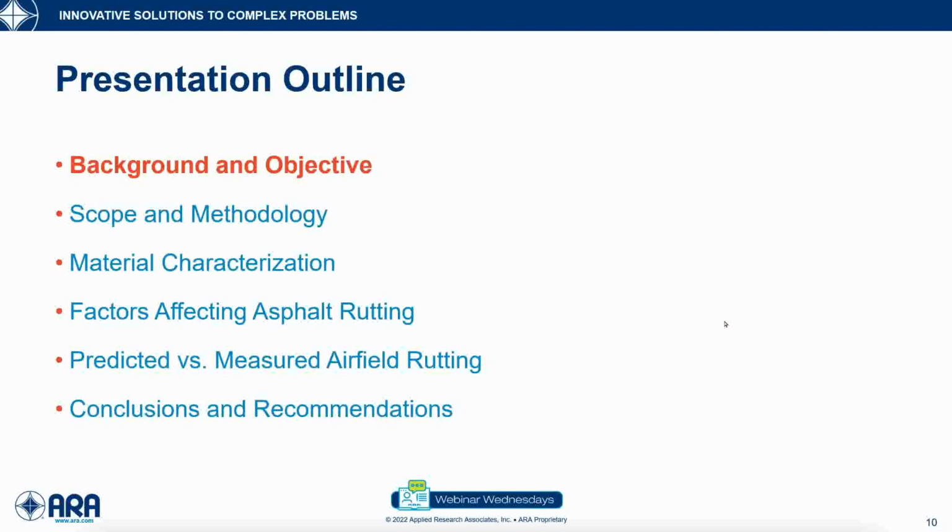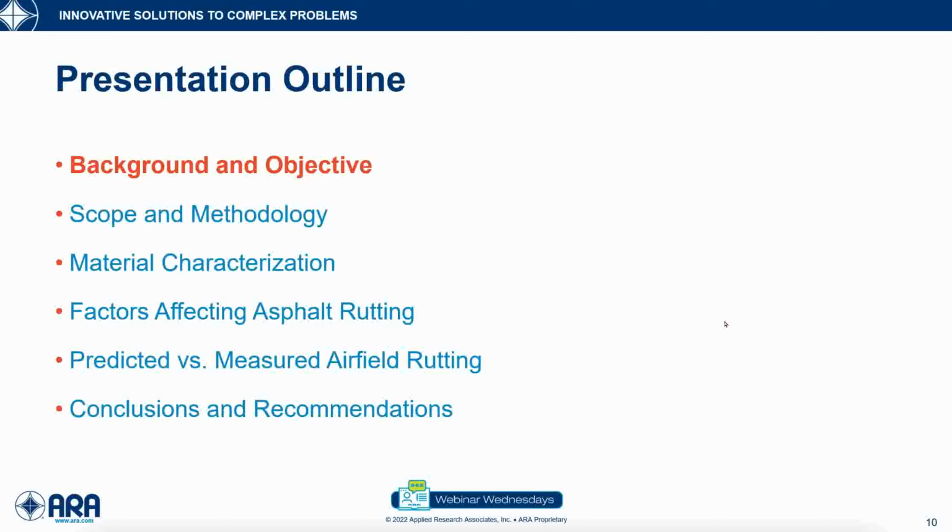So I'm going to start with the background and the motivation behind this study and the objective that I am pursuing. And beginning and talking about the scope of the study and the methodology that I adopted in achieving my objective. First, talk about material characterization models.